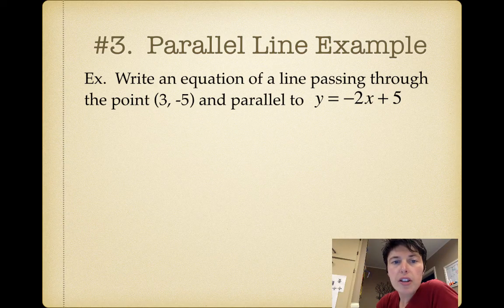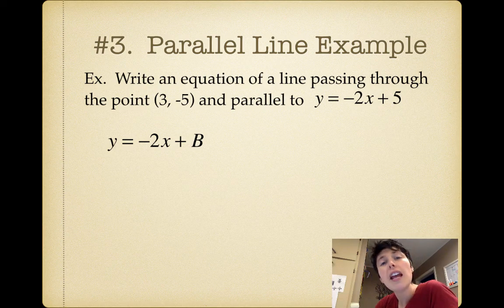Okay, so here's how you do this one. y equals negative 2x plus 5 has a slope of negative 2. And we know parallel lines have the same slope. So the equation of my other line has to have that same setup: y equals negative 2x plus b. We've got to solve for the b.